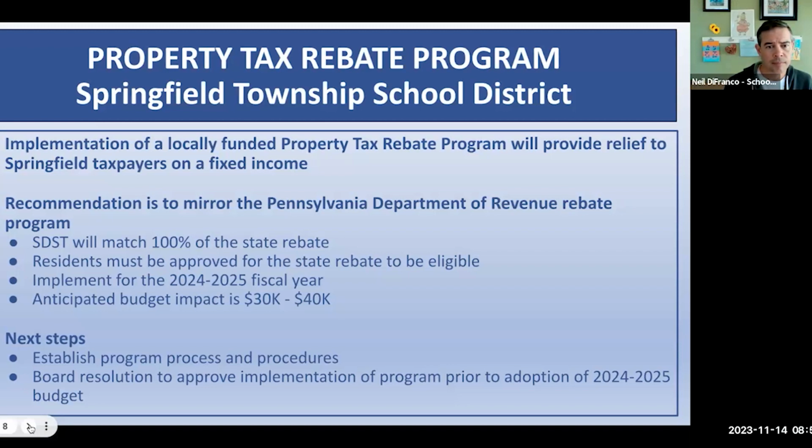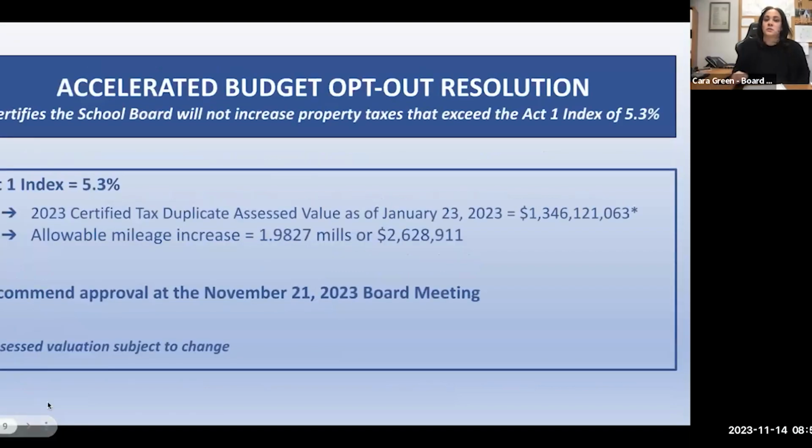All right, thank you. So going back to the budget piece of this, we've been doing this for the last couple of years. We've shied away from doing the preliminary budget and applying for exceptions. What we're doing is the opt-out resolution. So what I'm asking is that at the next board meeting we adopt the opt-out resolution, which basically means the school board certifies that we will not raise property taxes that exceed the Act 1 index of 5.3%. Again, the Act 1 index is 5.3%.